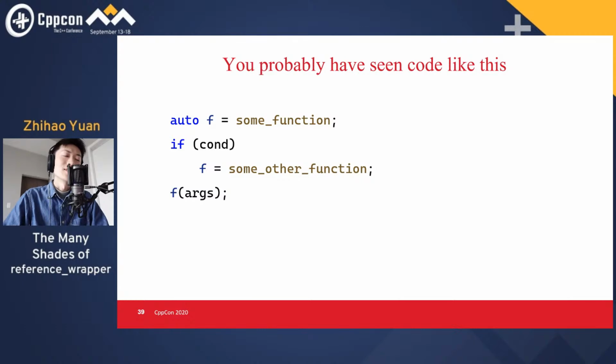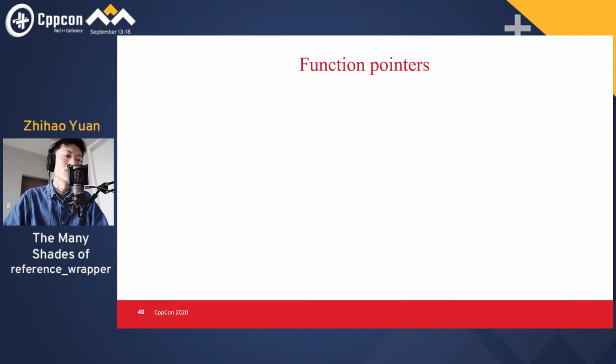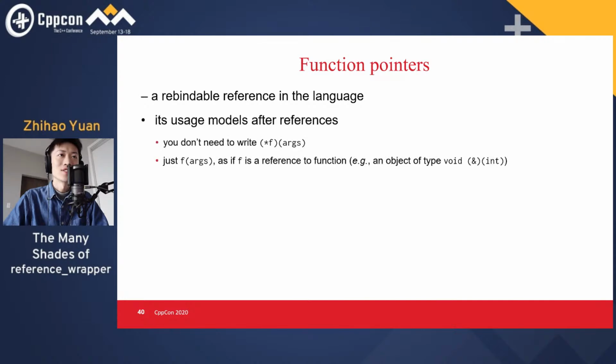So if you think about this example, function pointers are essentially a rebindable reference in the language because, first, its usage models after references. You don't need to dereference a function pointer in order to call it. You can just call it using the ordinary function call syntax, and this syntax is shared by reference to function. Not only that, it is rebindable using a simple assignment. So we have a rebindable reference in the language already.